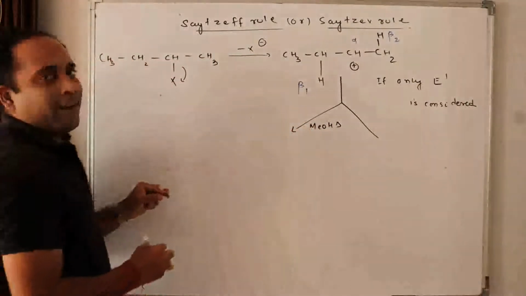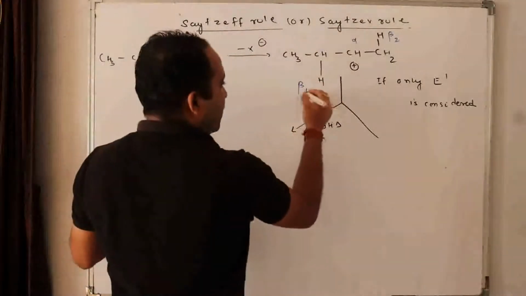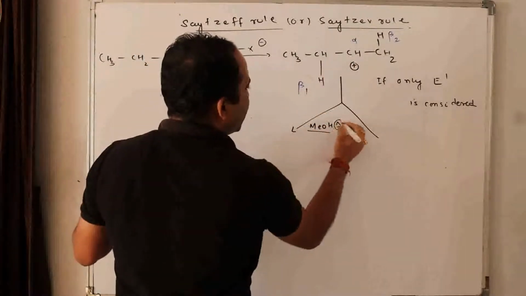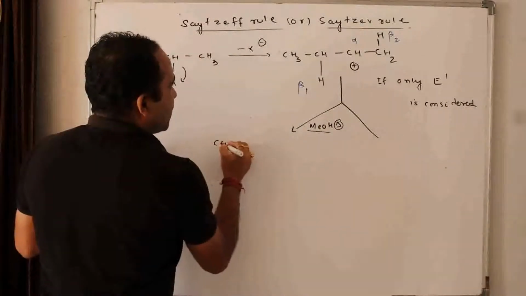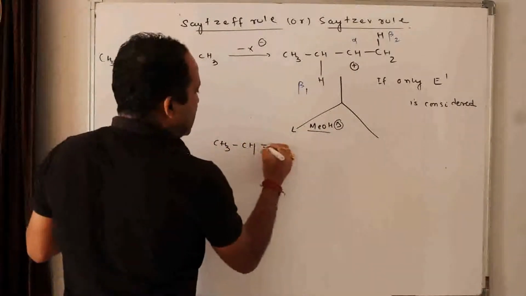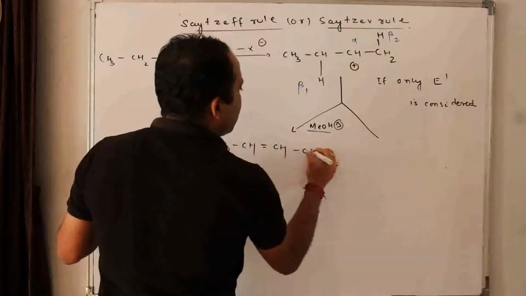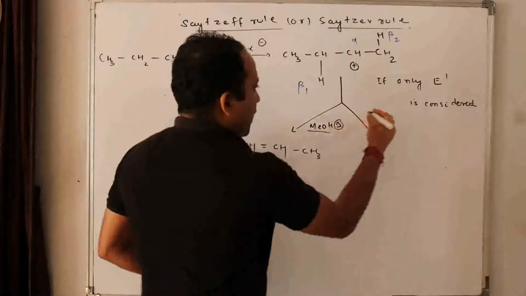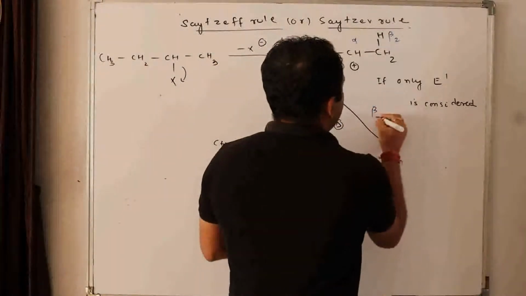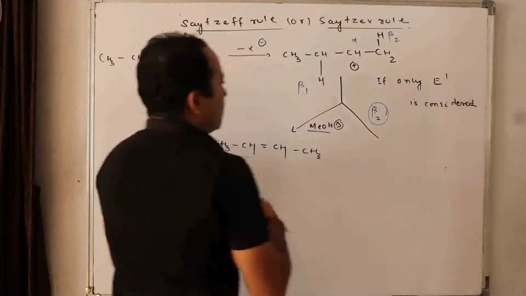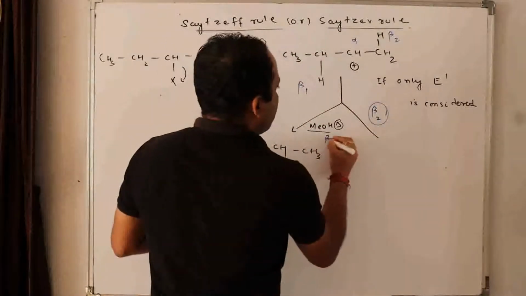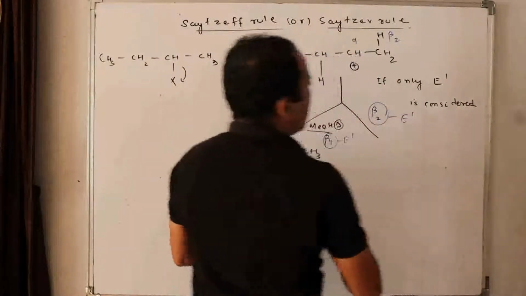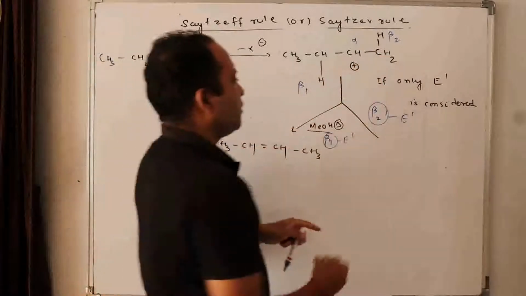What will I get? First, let me remove this beta 1. This beta 1 is removed due to this base by heating. So I will get CH3 CH double bond CH single bond CH. This is the product formed. And if I remove beta 2, here I have considered beta 1 elimination, here beta 2 elimination. What will happen? If I consider beta 2 elimination, what is the product formed?